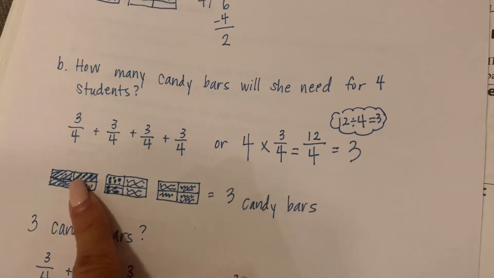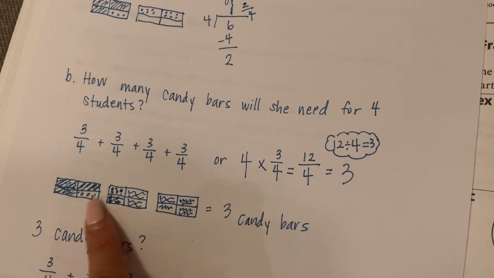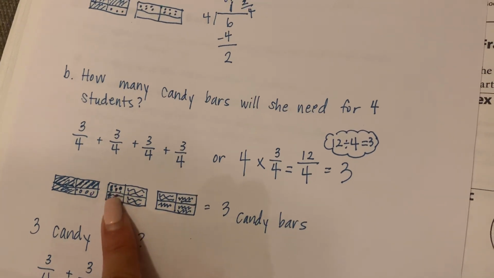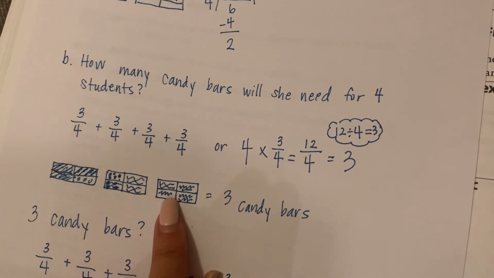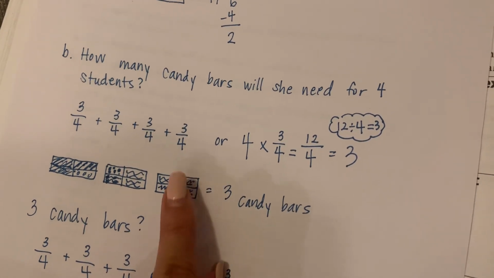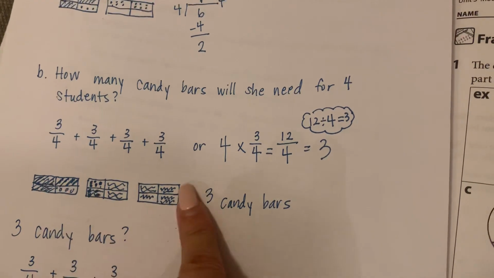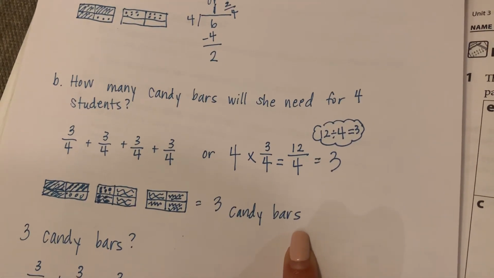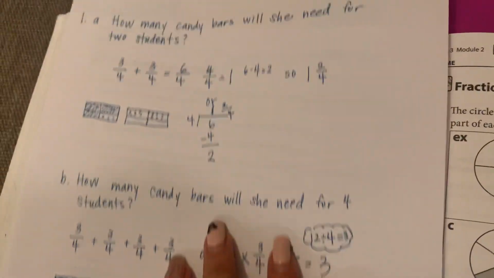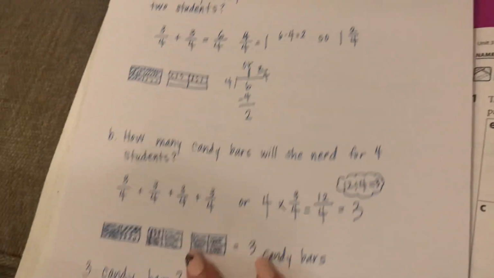And we can see that picture here. 3/4 plus those pieces there, that's for 2 students. This is for 3 students, and then this is for 4 students. So how many candy bars is that? 1, 2, 3. So we can even see a visual. 3 candy bars are needed for 4 students if she's only giving each one 3/4 of a candy bar.